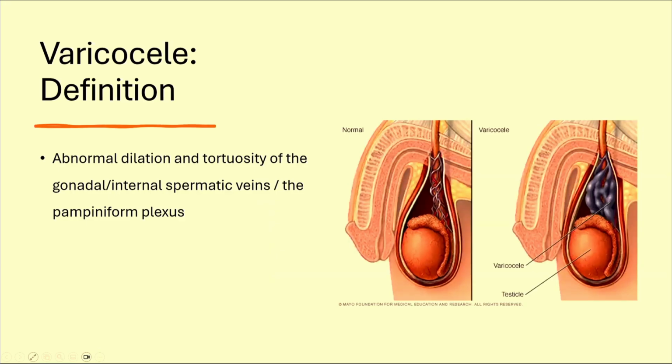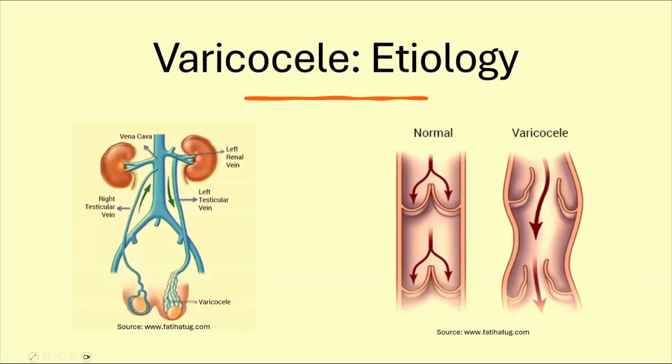Start with varicocele definition. It's an abnormal dilation and tortuosity of the gonadal internal spermatic veins, or at a lower level, the pampiniform plexus. There are many theories as to the etiology of varicocele. One of them is valve incompetency. In order for the blood to go unidirectionally from the testes back to the core of the body, we need a competent valve. In cases where there's incompetency in these valves, or in some cases the absence of these valves, they found a higher incidence of varicocele.